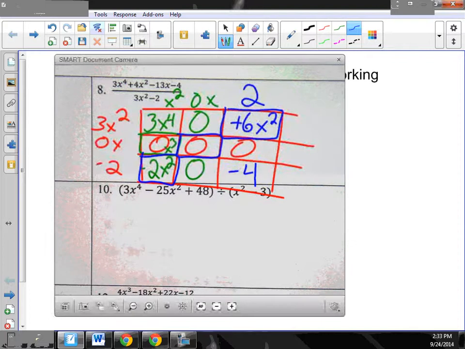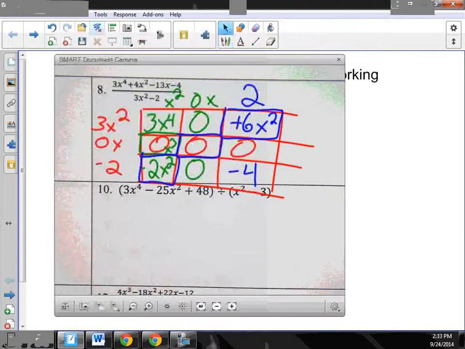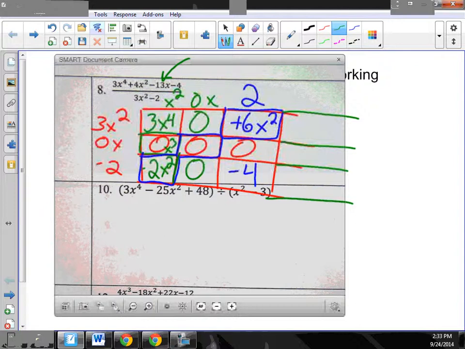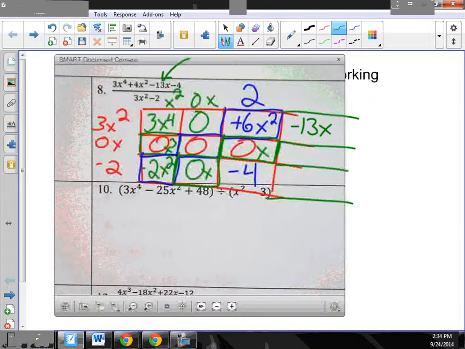Wait a minute. Something's not right. Oh, okay, we're all right. So, now what? Am I done? Did it work? Right. I still have this diagonal to deal with, right? So, this is my x diagonal. And my x diagonal has a sum of what at the moment? 0, and it needs to add to be negative 13. So I need a negative 13x here. Well, I don't have any room left, right? That's my remainder.